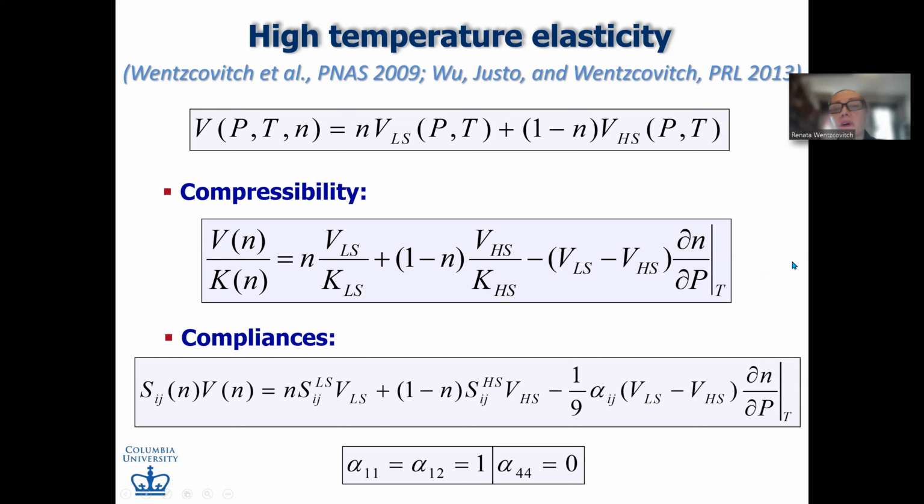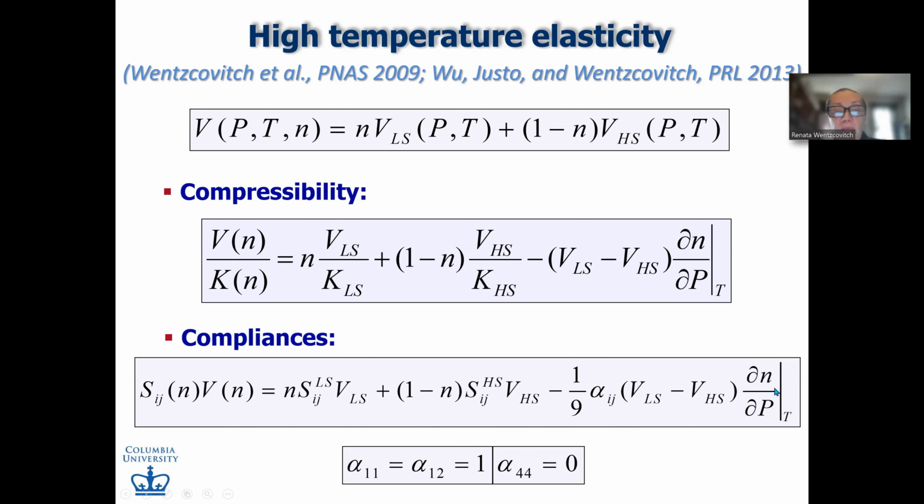This is the inverse bulk modulus, right? There is a similar formula for the inverse elastic coefficients, the components of the compliance tensor. You can derive this formula here. So the components of the compliance tensor of the solid solution are the weighted average of those of the end members plus an anomaly term that depends on the dN/dP as well.